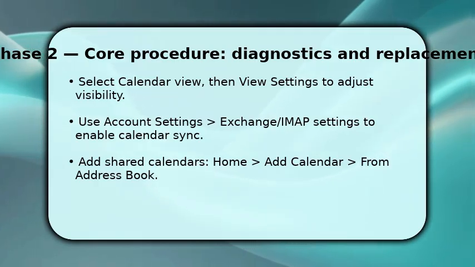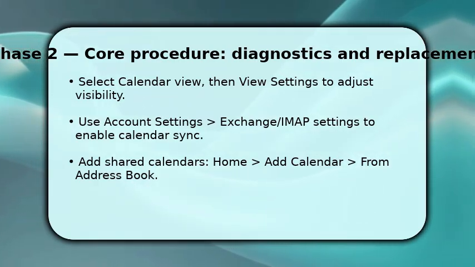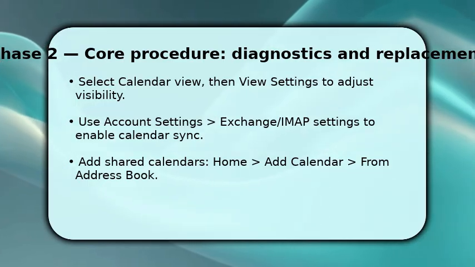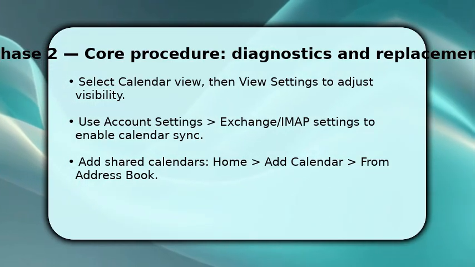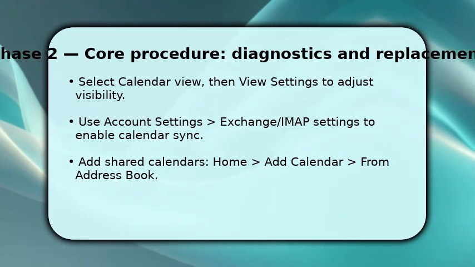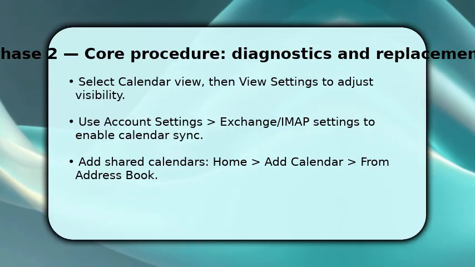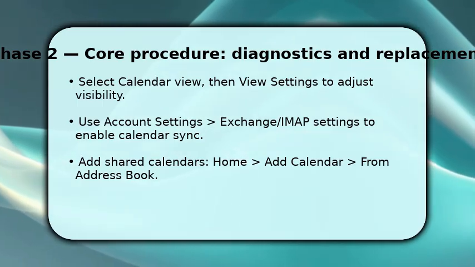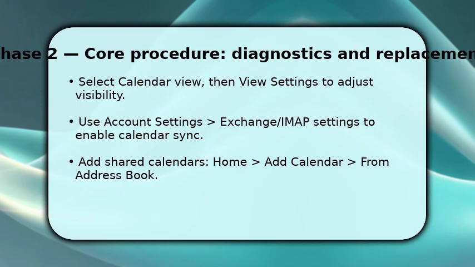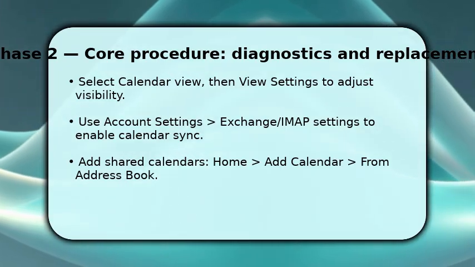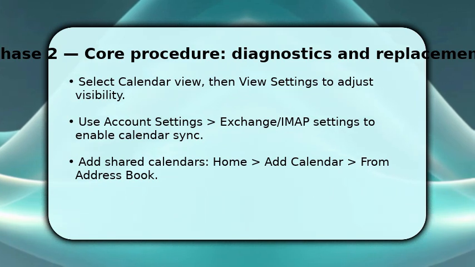Go to File, Account Settings, pick your account, and choose Change to verify that calendar syncing is enabled. For IMAP accounts, use the server's CalDAV or add an Exchange/Outlook.com account instead. To add a shared or group calendar, select Add Calendar, choose From Address Book, and search the person or resource. Make sure calendar permissions match your needs so you can edit or only view entries.